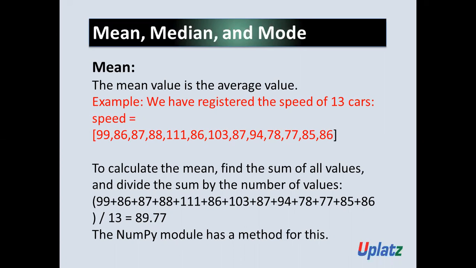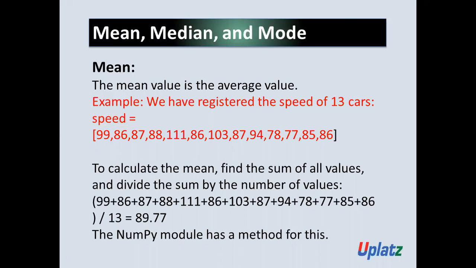So, for example, we have registered the speed of 13 cars. So speed is equal to, so these are the speeds of 13 cars. It looks like we have put the speeds of 13 cars in a list. So speed is equal to 99, 86, 87, 88, 111, 86, 103, 87, 94, 78, 77, 85, and 86. So these are the speeds of a total of 13 cars.